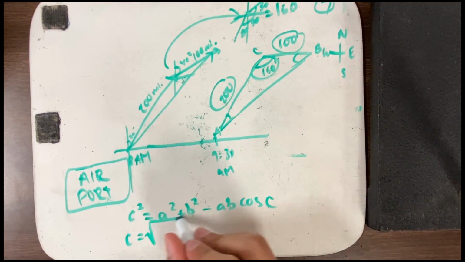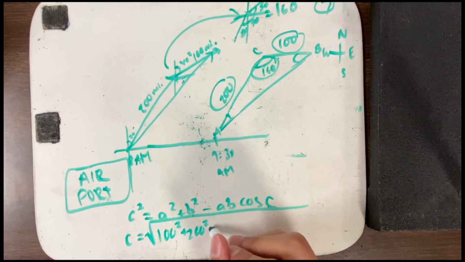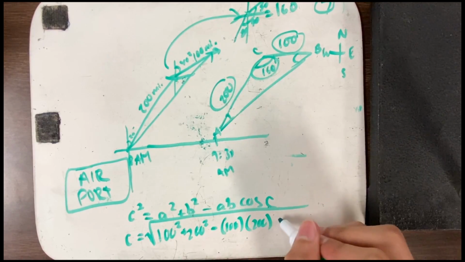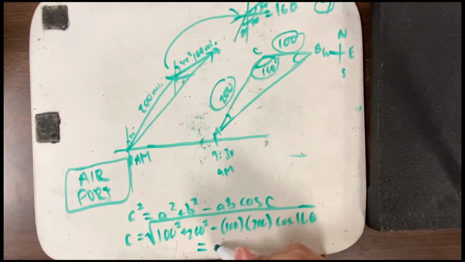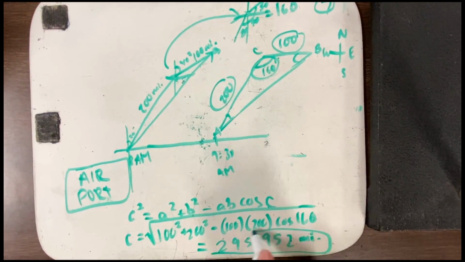C is going to be the square root of 100 squared plus 200 squared minus 200 times 100 times 2 cosine 160. And plugging that into the calculator, what you should get is 295.952 miles.